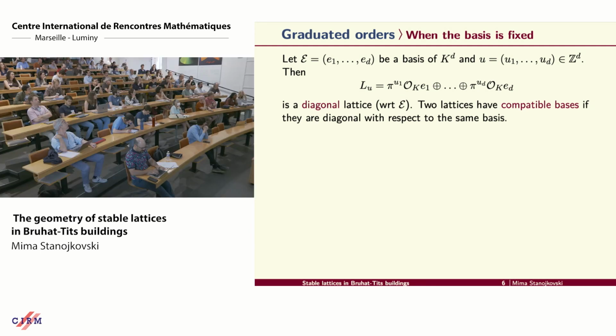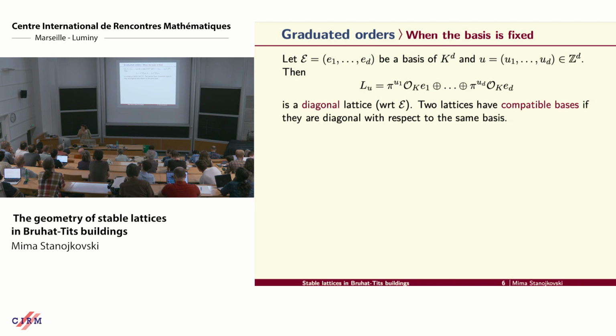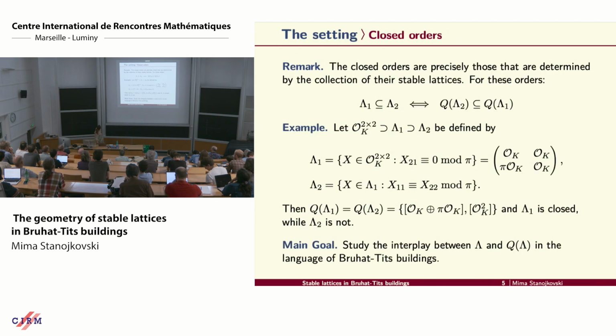Yes? If you fix a Q Lambda, can you count how many homothety classes of Lambda give rise to a given Q Lambda? You said there can be multiple homothety classes that give rise to the same endomorphism. Can you count how many there are? Right, so you said there are at least two homothety classes that have the same Q Lambda. Are these the only two? Can you count how many there are?